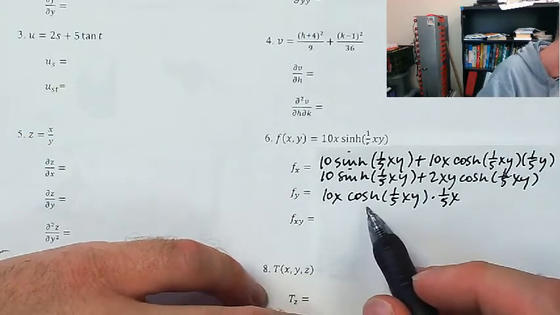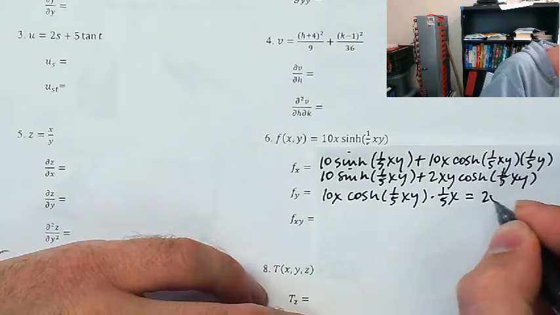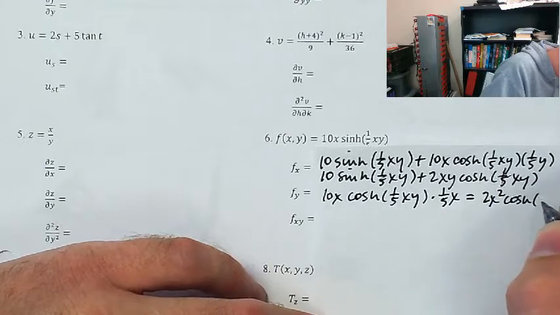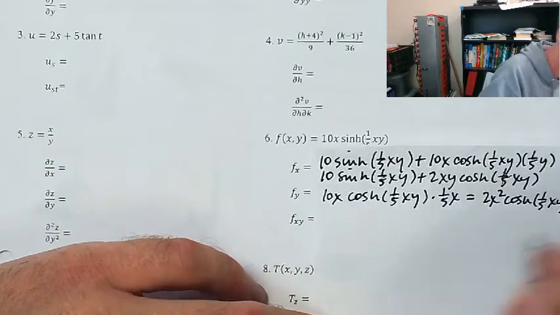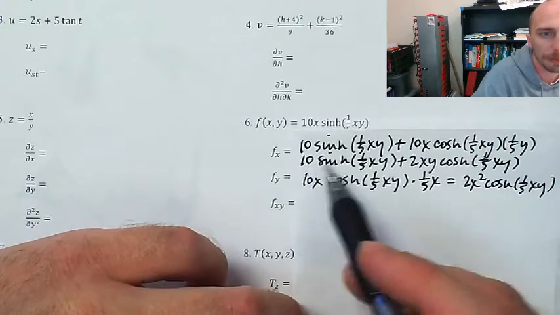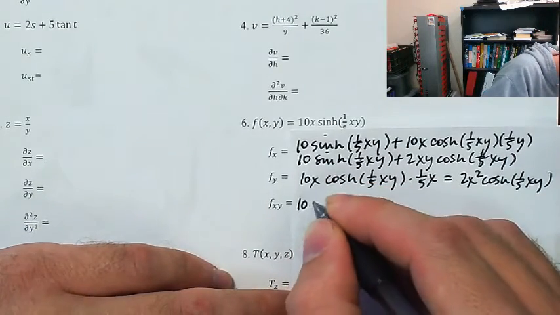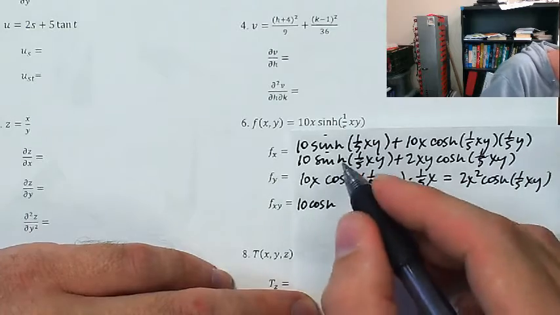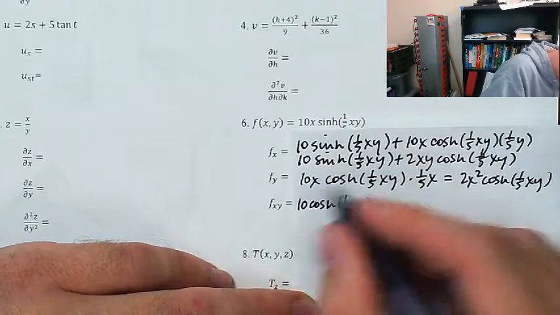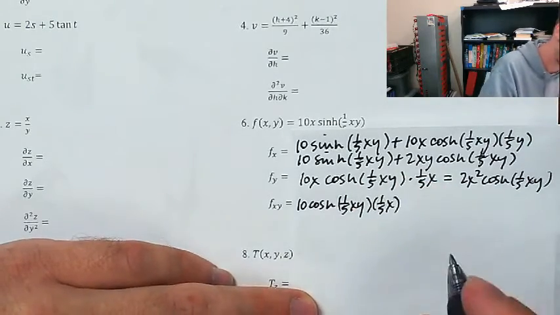Okay, now thinking, that's equal to 2x squared cosh(1/5 xy). And then for fxy, I'm going to take the derivative of this with respect to y, so that would be 10 times hyperbolic cosine of, leave the inside the same, and then take the derivative of the inside with respect to y, that would be 1/5 x, and I'm not going to simplify this.